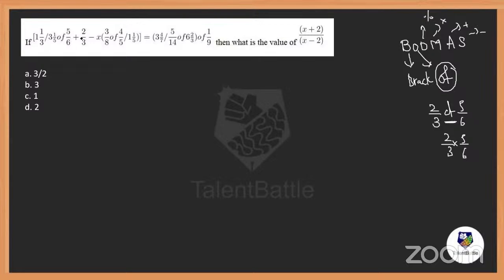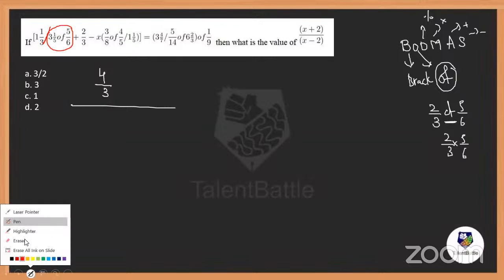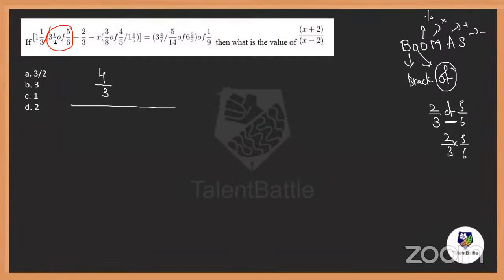Okay. So now let's have a look at this one. So 1 1 by 3 means it is 4 by 3. First I will write it. Divided by, this term is there here. This is one single term. Of means this is one term. Don't take it as separate. That is one term. 4 by 3 divided by 3 1 by 5, which means how much in terms of normal number? 3 1 by 5 is 16 by 5. 16 by 5 of 5 by 3. Okay. Plus 2 by 3 minus x.